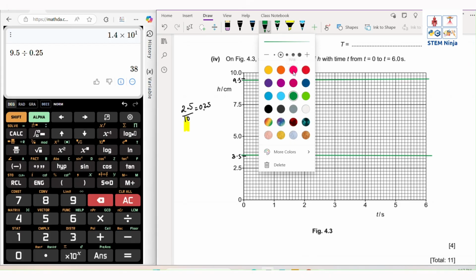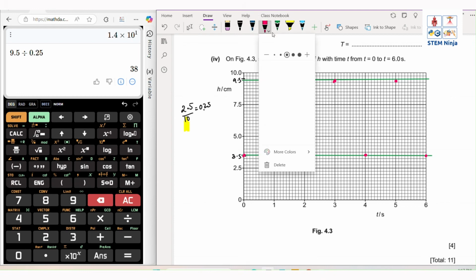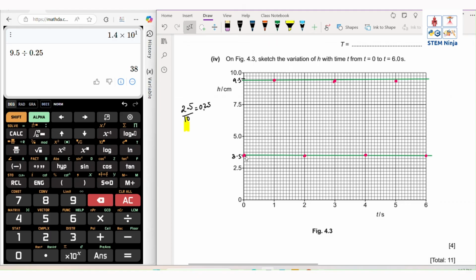Now we need the graph. We'll make the graph with a different color and a slightly thicker line. We know that at t equal to 0, it's 3.5. At 1, it's going to be the highest value. And at 2, it's going to be back over here again, and so on. So this is like the sinusoidal graph. We have to be very careful about this.